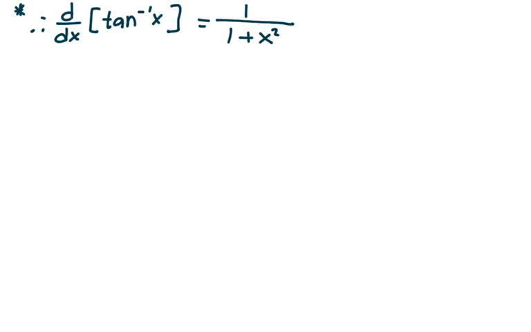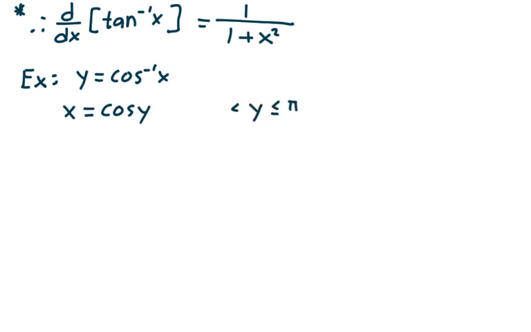And I want to do one more. So we'll go over the next example and find the derivative of arc cosine x. And that's a pretty good exercise. So if we solve for x, x equals cosine y. And remember, we need to be mindful of our restriction: y is greater than or equal to 0 and less than or equal to pi.